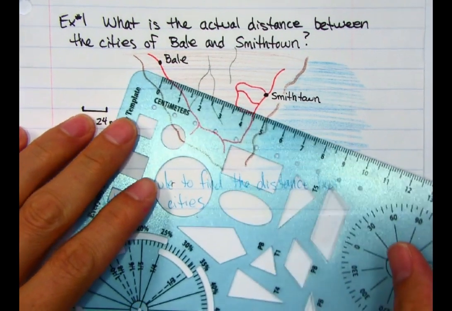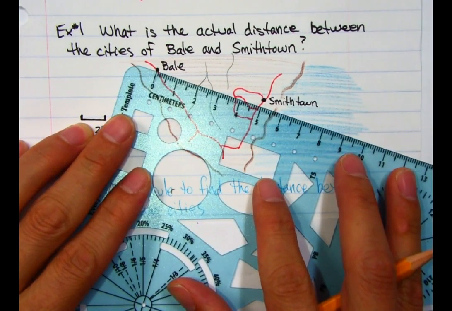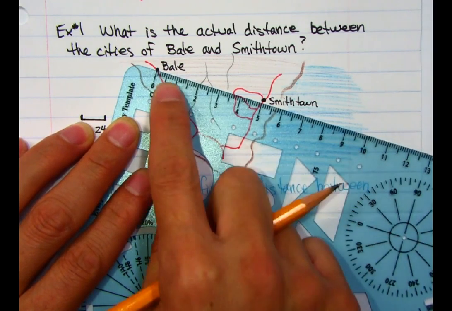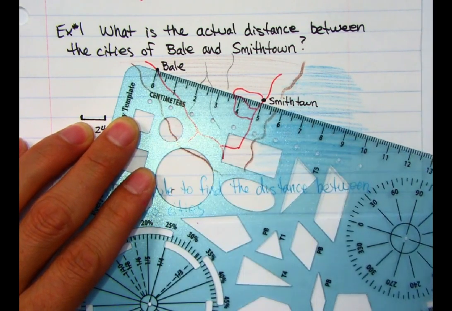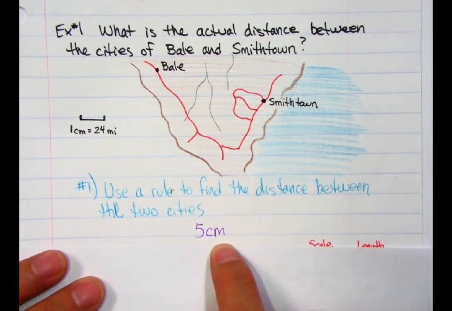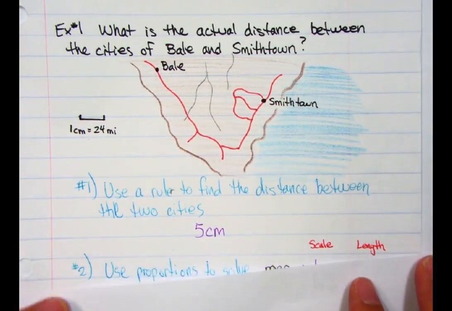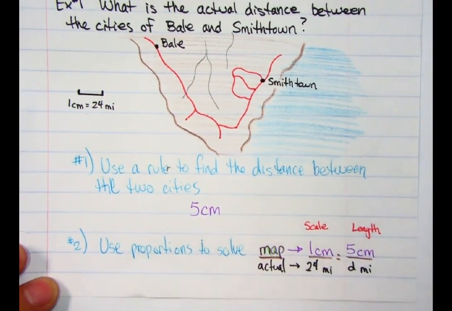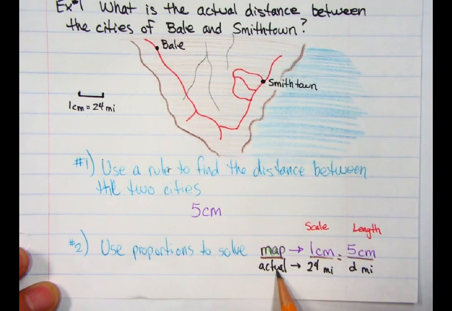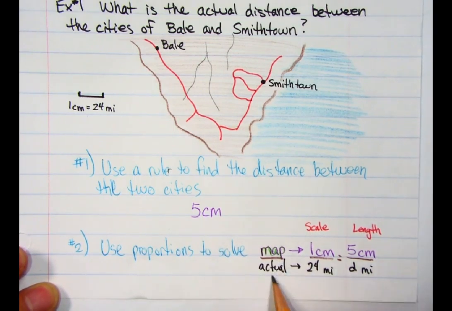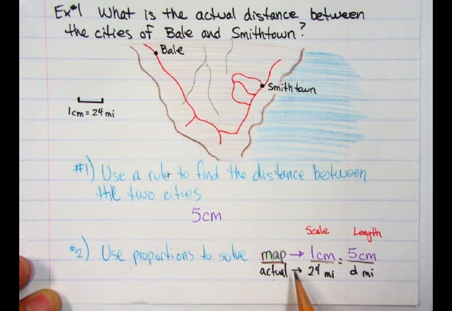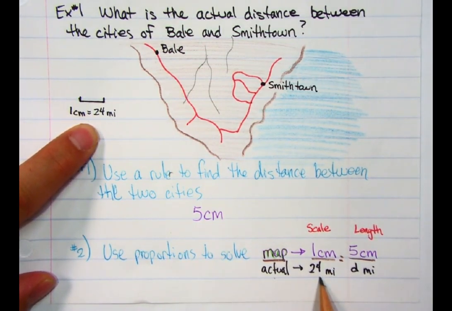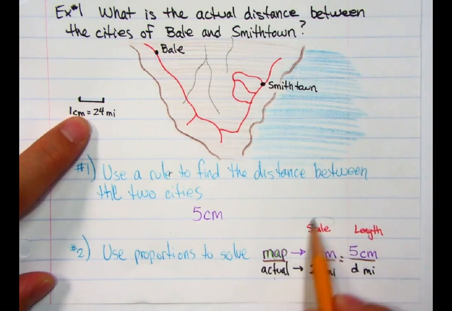So I'm going to use my ruler here, and you can kind of see if I go straight from Vail to Smithtown, it looks to me like they're 5 centimeters across. Okay, so 5 centimeters is my distance, and that's what I find out here. Next, I'm going to use proportions to solve. So there's the map, and then there's actual. So this is the scaled down version. This is the actual. So on the map, 1 centimeter is equal to actually 24 miles. Okay, so there's that. There's the scale part.